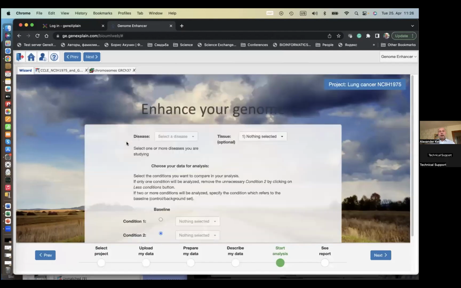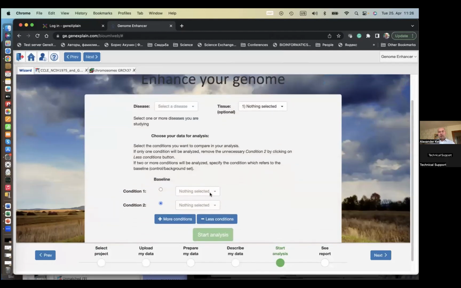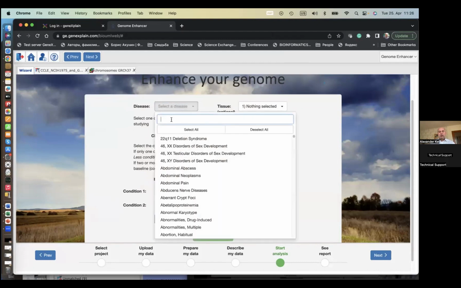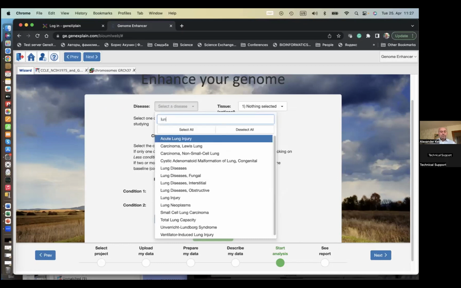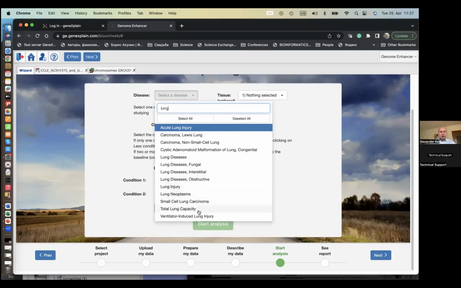So, and then you click next, and this is a form which you should fill, which is a very simple form. You select here the disease you are looking at. So in this case, we have lung cancer, lung neoplasm. Actually, it was non-small cell lung cancer, and that's the disease we are studying here.